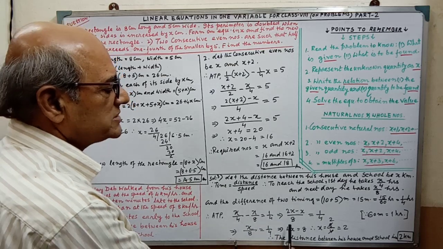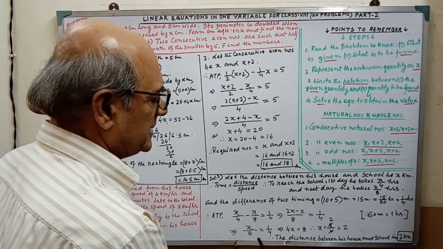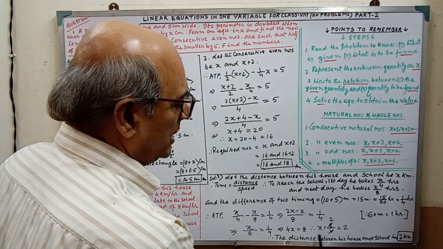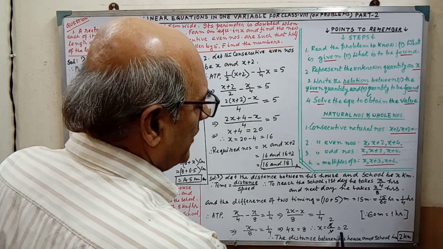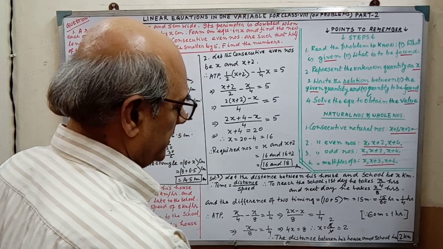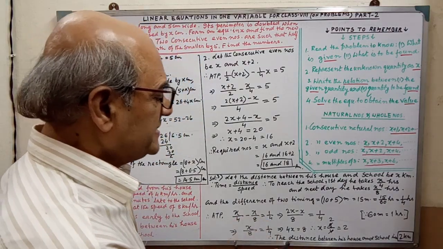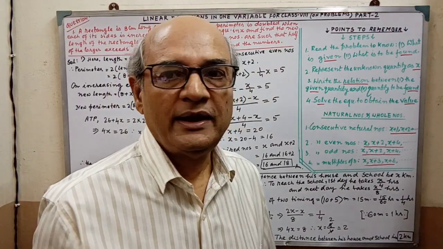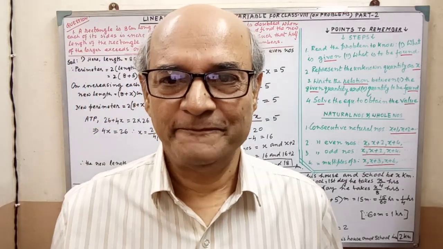After getting the equation, simple thing, we have to simplify. This simplification you know very well. After that, we are getting the value of x that is required. So the distance between his house and his school is 2 km.